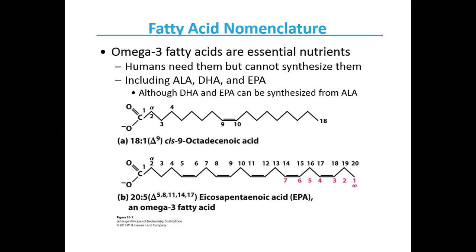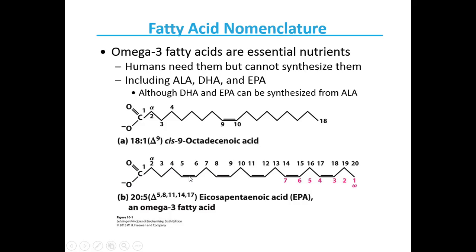Here in this diagram, you can see 18:1 at position number 9, octadecenoic acid. Here the double bond is present, but this is the general classification. And this is eicosapentaenoic acid (EPA). According to the general classification, if you look from the carboxylic group, the first double bond is at position number 5.